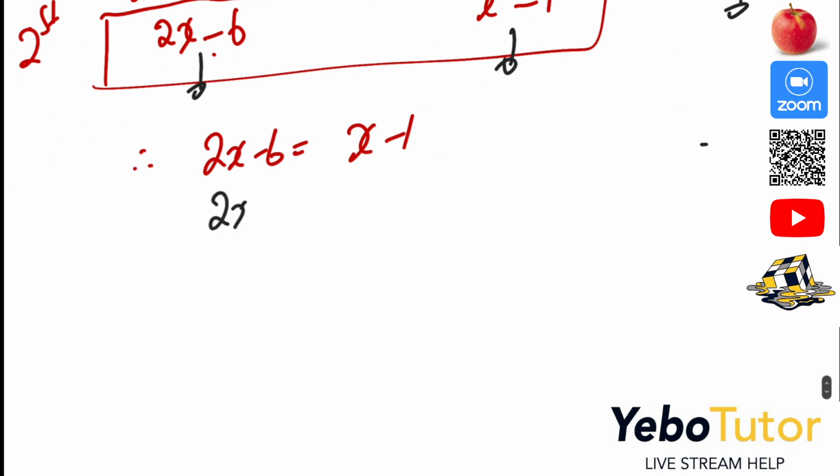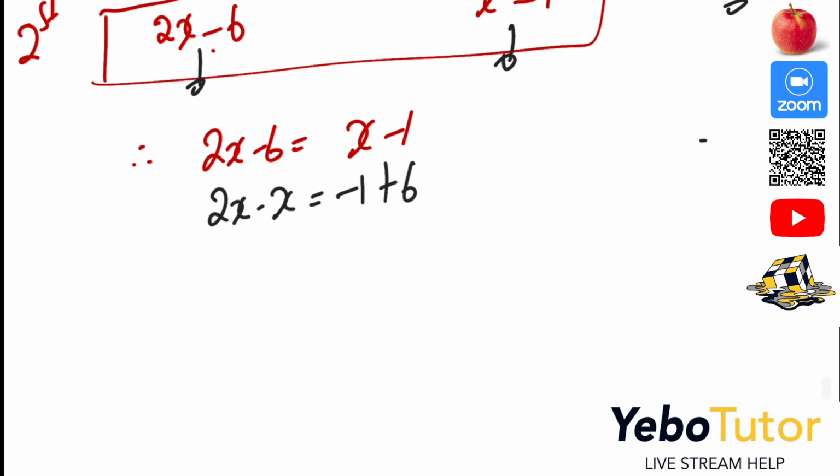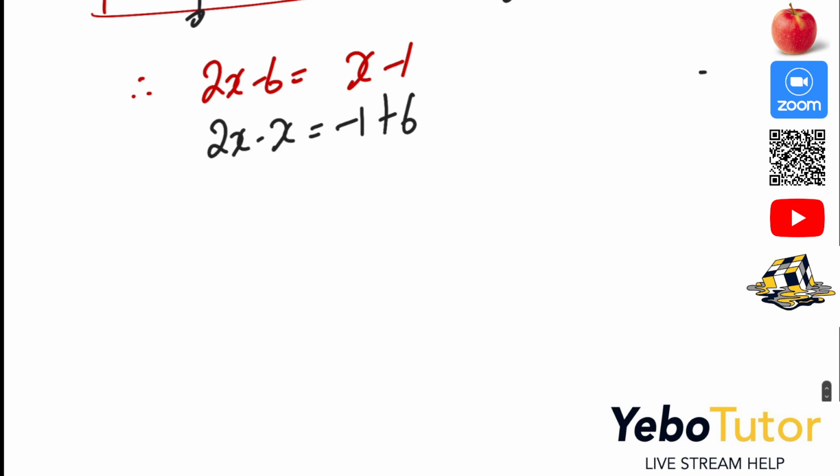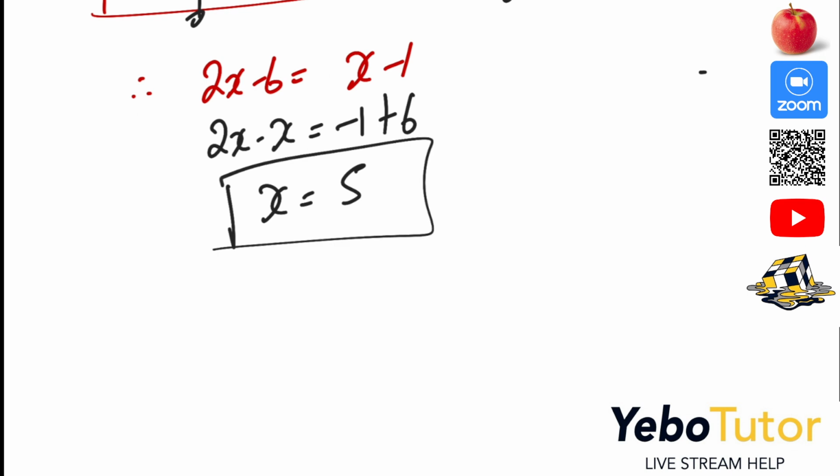Then that will be 2x minus x is equal to -1 plus 6, because we transpose -6 and x. So x is equal to 6 minus 1, that will be equal to 5. So our x value is equal to 5. Easy stuff.